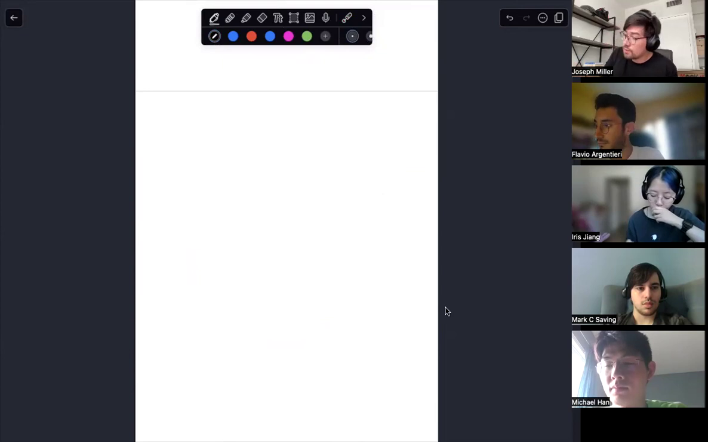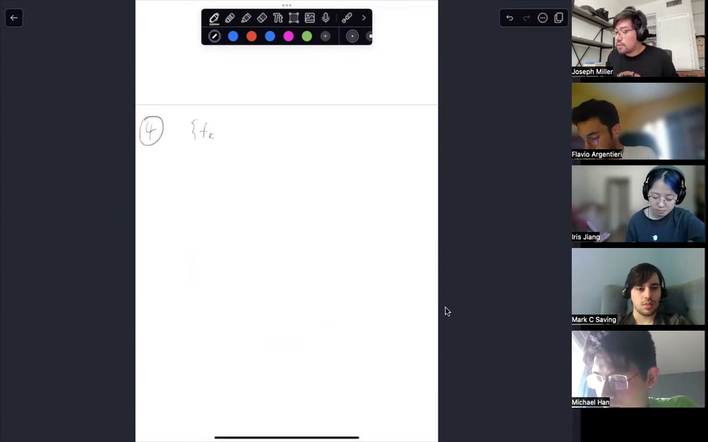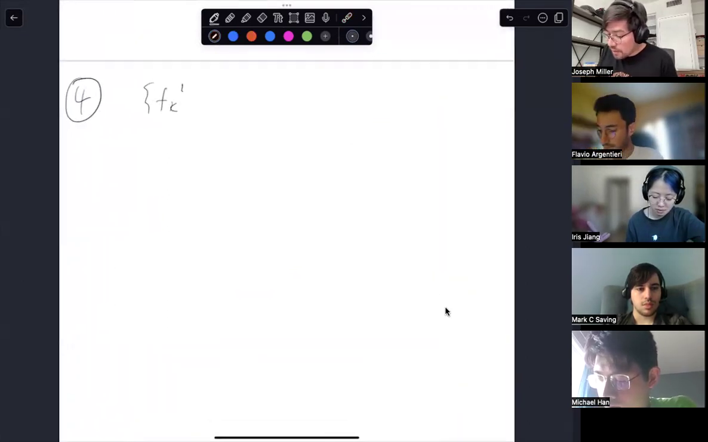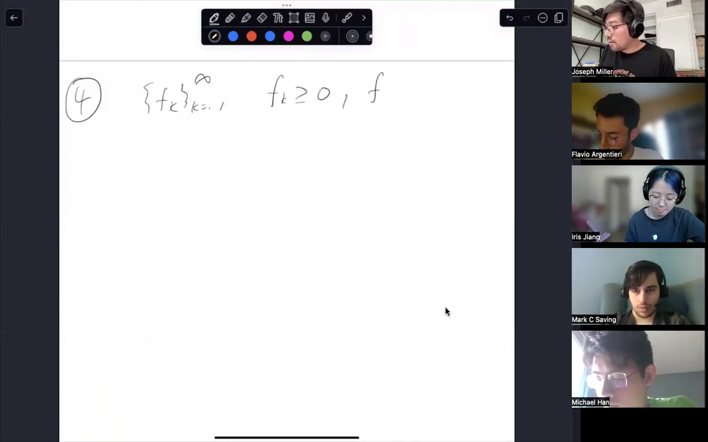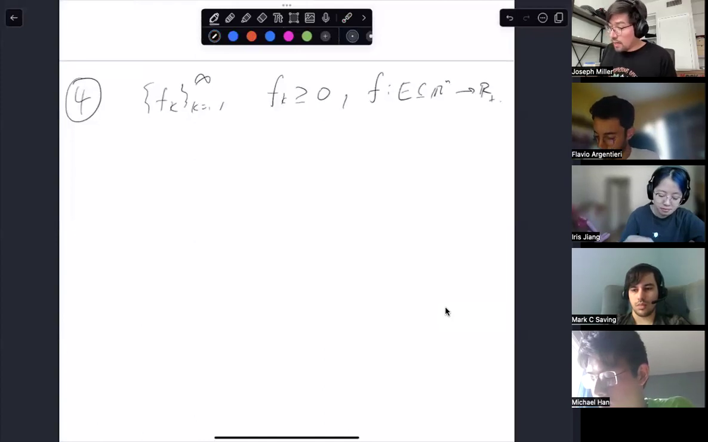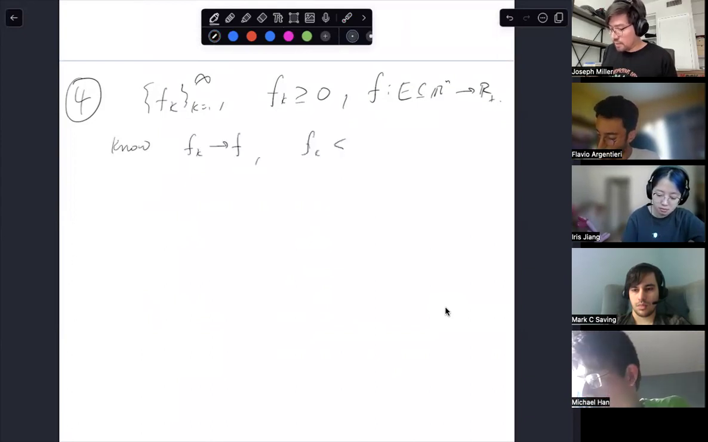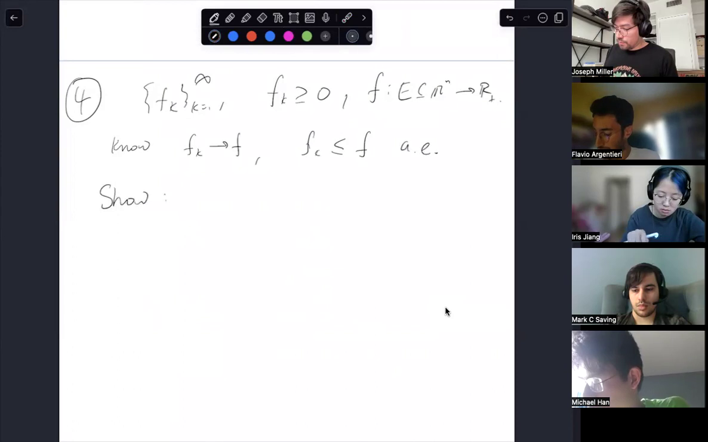So this one, number 4, says I take a sequence of F_k, which are all non-negative, and they go from some domain E in R^n into the positive numbers. And I know that F_k converges to F and F_k is less than or equal to F almost everywhere. Show that the integrals converge.